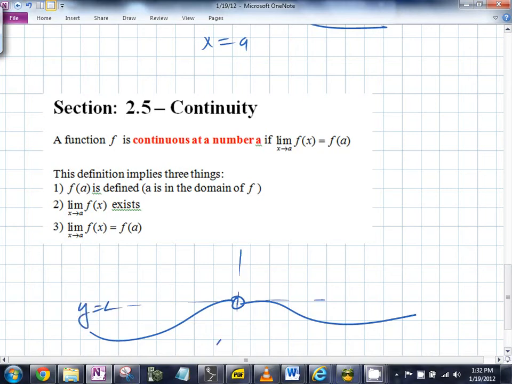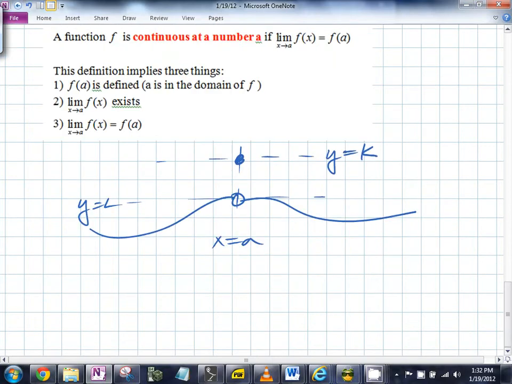And this is f of x. What's the limit as x goes to a of f of x? Not a trick question. What is it? It's L. What is f of a, though? K. K does not equal L.